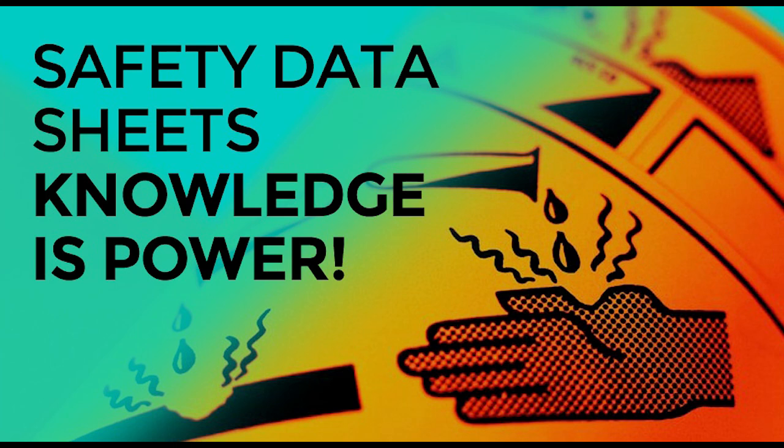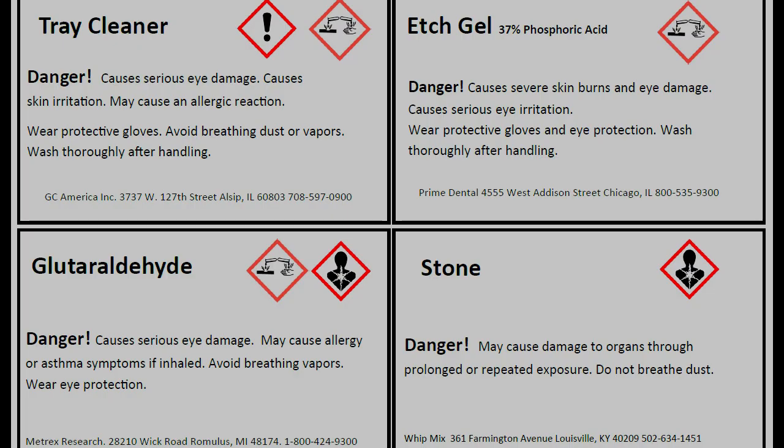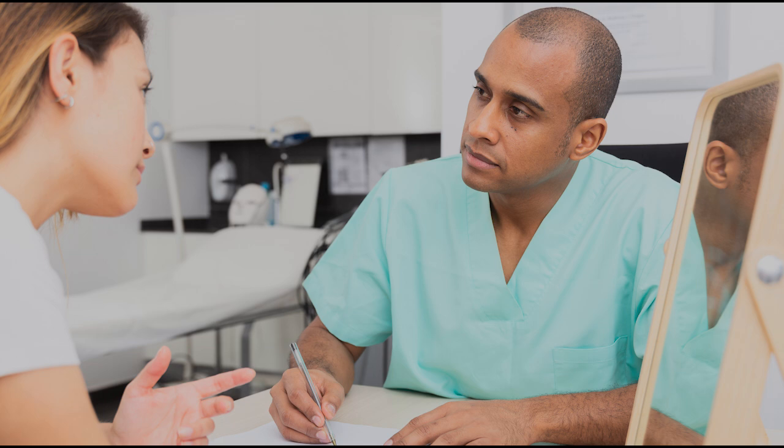So for a quick summary, have safety data sheets available for all the products that you could be exposed to, label any product you remove from its original container or transfer from its original packaging, and most importantly, talk to your safety and health officer if you have questions about your hazard communication policy.